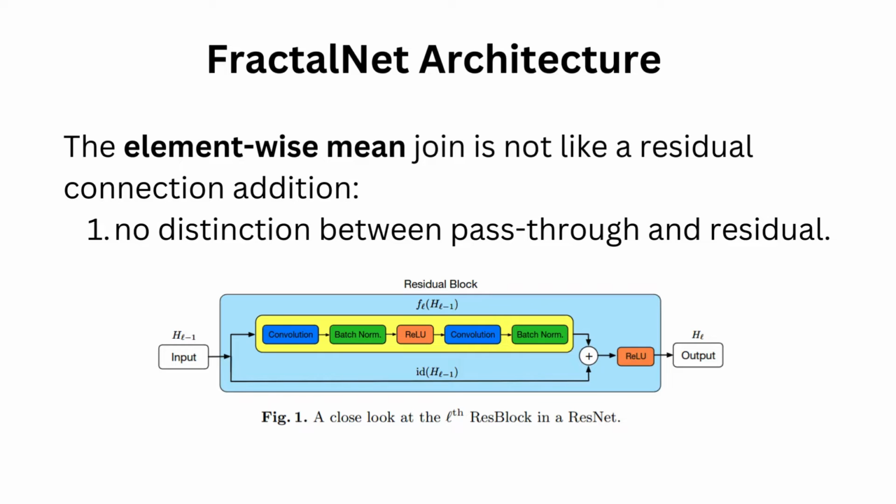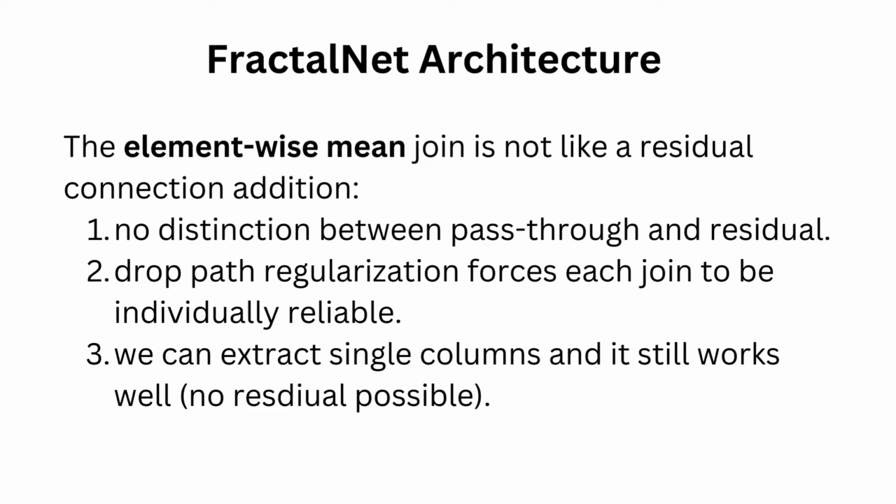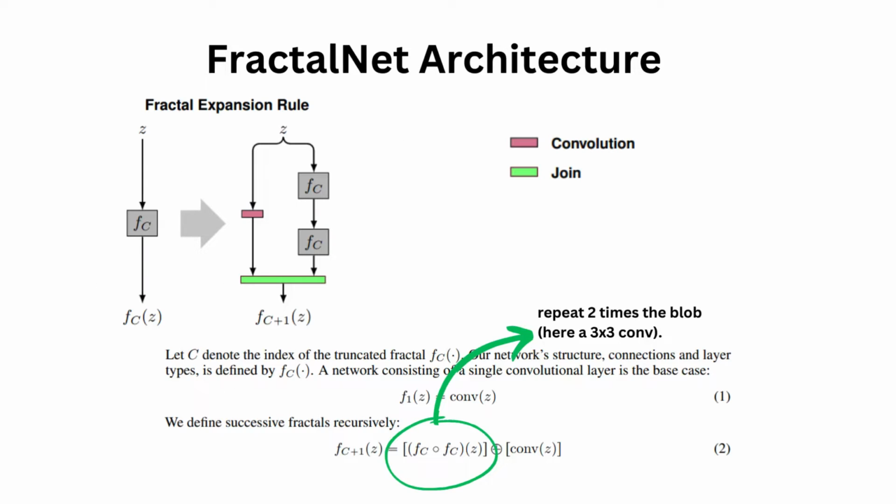In the architecture, we'll see there is no distinction between a pass-through and a residual signal. We just have different paths. The regularization method we'll see later also forces each join to work on its own and not depend on other signals. Finally, we'll see in the end result that the authors managed to extract single columns from the architecture with no possibility for residual, and it still works very well. The expansion involves repeating 2 times a given function, which in the base case is a convolution.